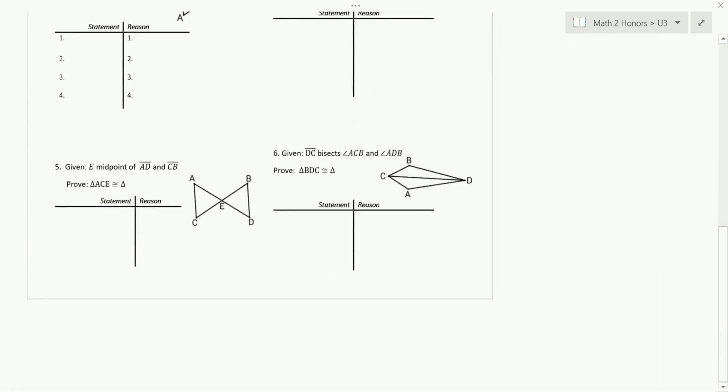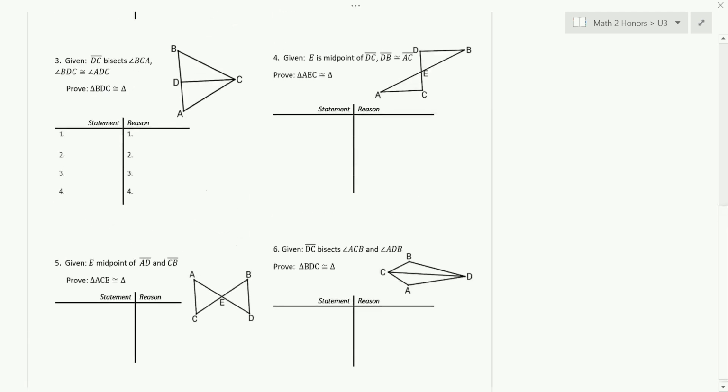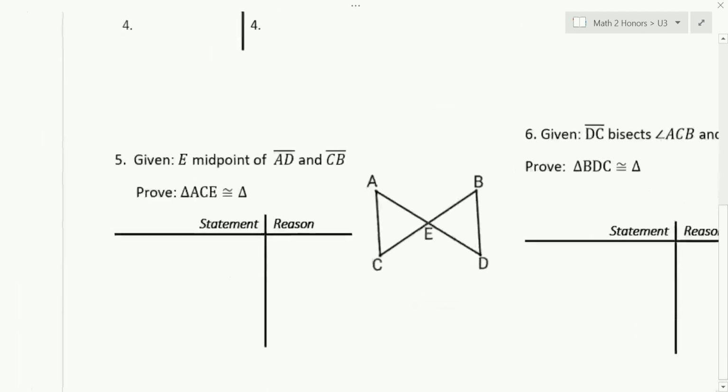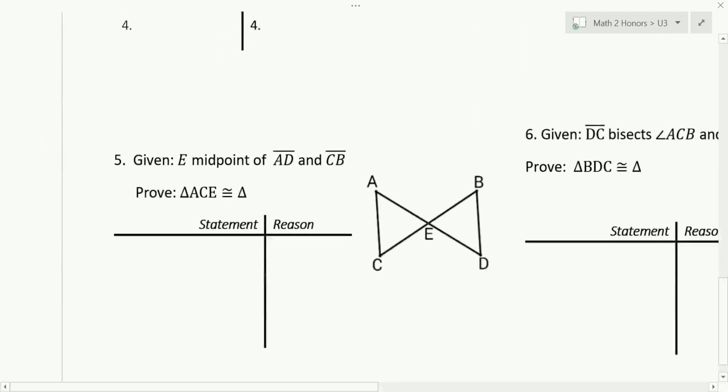On this one, let's start with 5. Okay. So 5 has no structure in the proof. It doesn't tell you how many steps there are. We get to pick that. We have some freedom. What's important when you write a proof, though, is that your first step is the given. So we're going to write E is the midpoint of AD and of CB. And the reason would be given. Okay. And you start there.